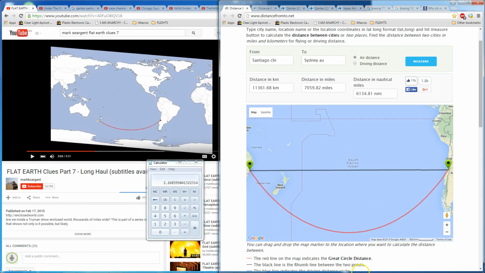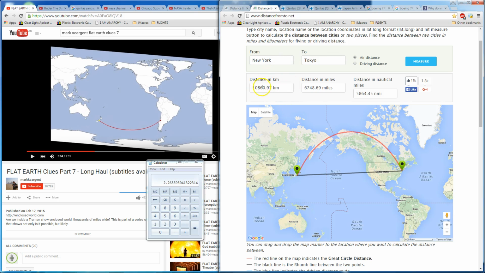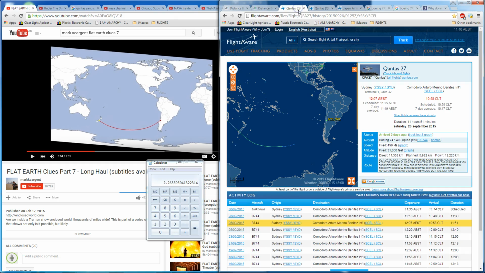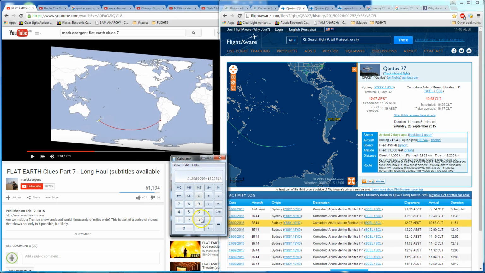Okay, so first of all, those distances: Sydney to Santiago, 11,300, and New York to Tokyo, 10,800. Pretty close, within 5%. Now, some flights. This is Qantas 27. It goes from Sydney to Santiago, covers indirectly 12,200, directly 11,353 kilometers in 11 hours, 51 minutes. First of all, we can check whether these numbers make sense.